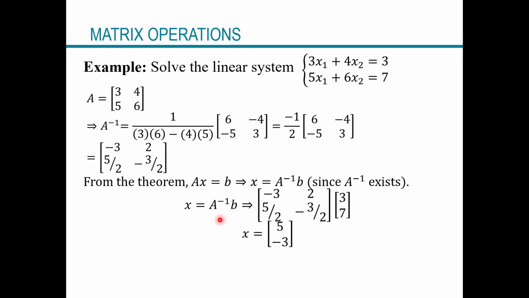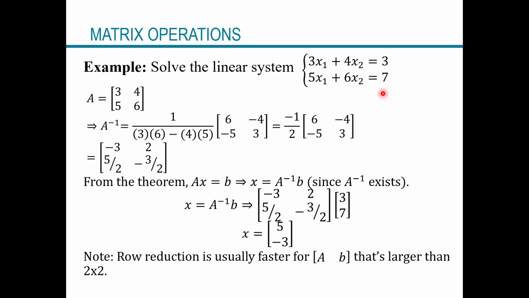So now all we have to do is multiply what we just found, A inverse, times our vector B right here, which is 3, 7. And then we get that x, after we do this multiplication, is just 5, -3. And you can always check if you want to make sure you got this right. You can either multiply A times x, and then you're going to get B. Or if you want, you could just plug in 5 for x1 and -3 for x2, and you'll get the same thing here, 3 and 7.